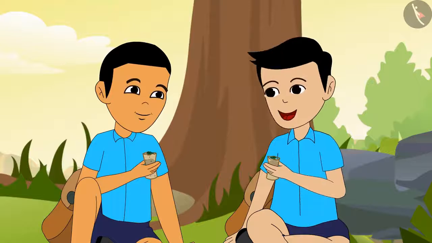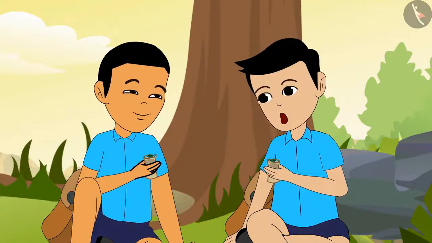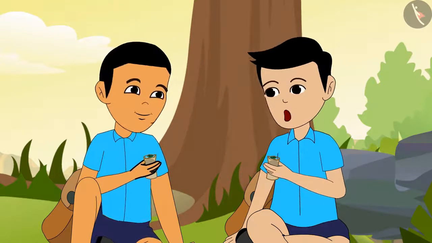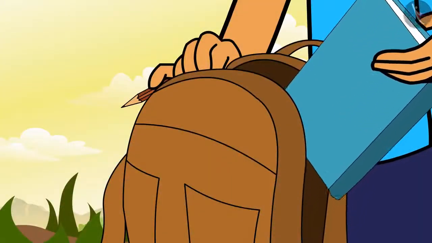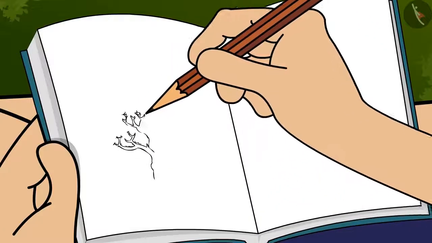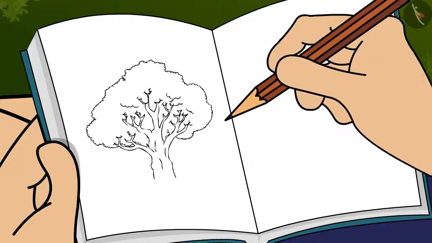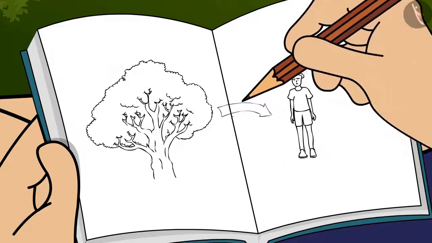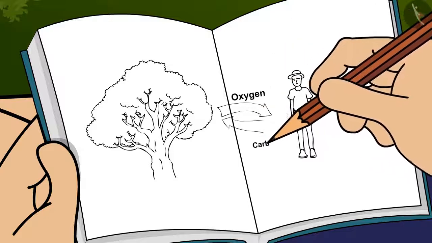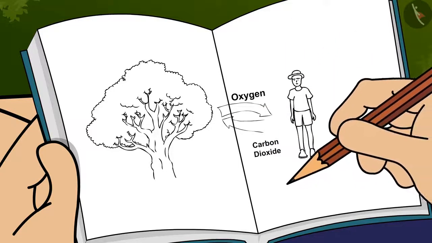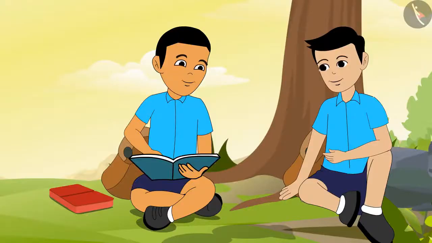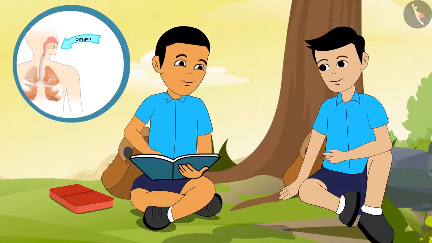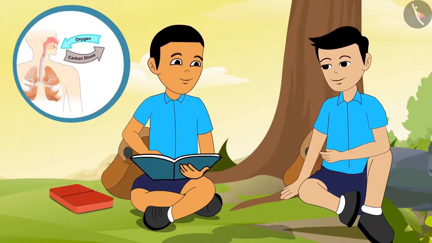Respiration is a very interesting process. Shyam, last year our teacher had taught us a few things about it. Come, let us draw and find out how much we remember. Let me draw a tree here. Remember, we had learned that trees and plants give us oxygen and we give them CO2 or carbon dioxide to use during photosynthesis. Yes, and we breathe in oxygen and breathe out carbon dioxide.